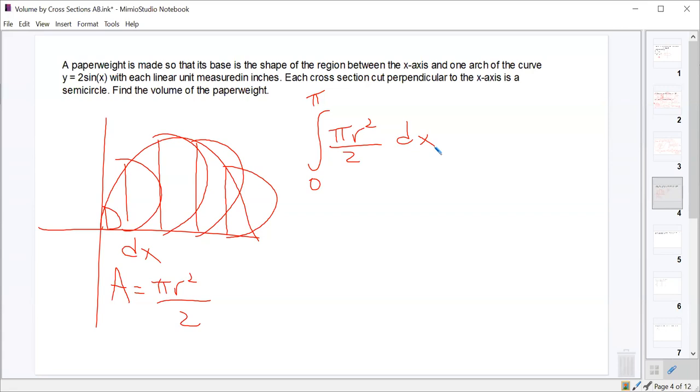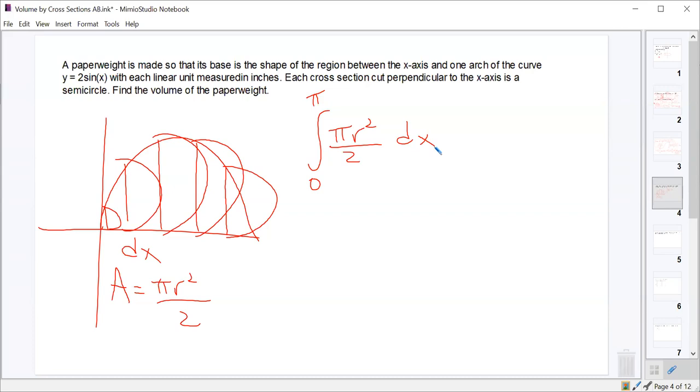No, I have to turn, let's see, the pi is fine because that's a constant. The over 2 is fine because that's a constant. But the r squared has to be turned into terms of x, the same as our dx, right? So we got to turn r into terms of x. So how do we do that?